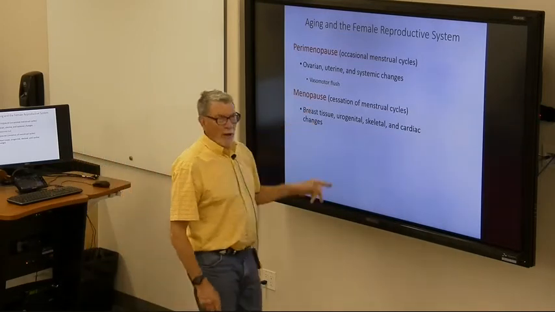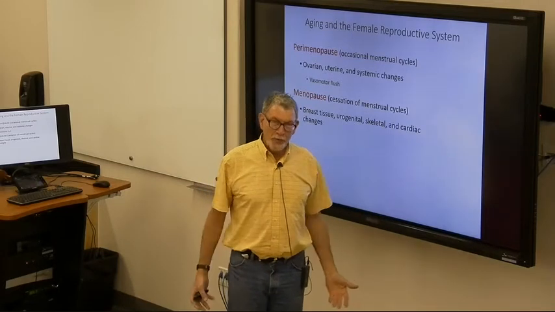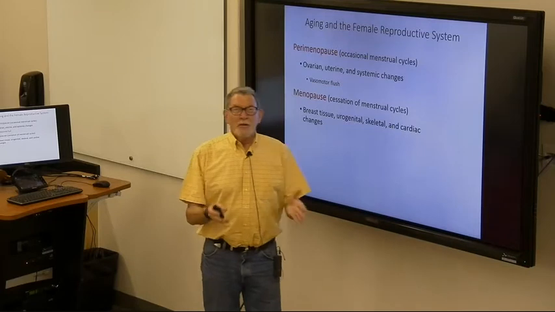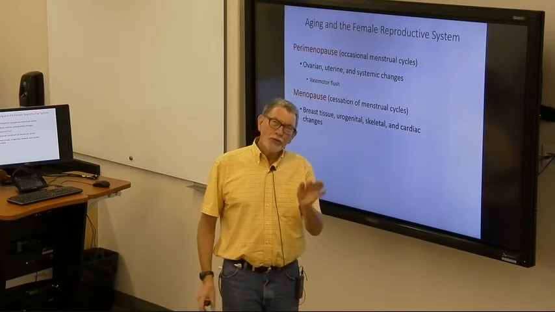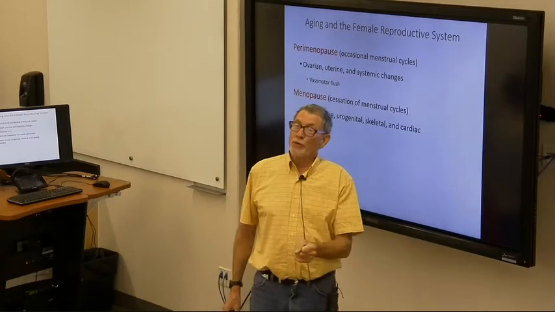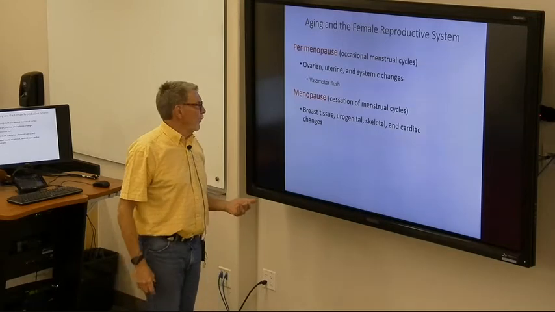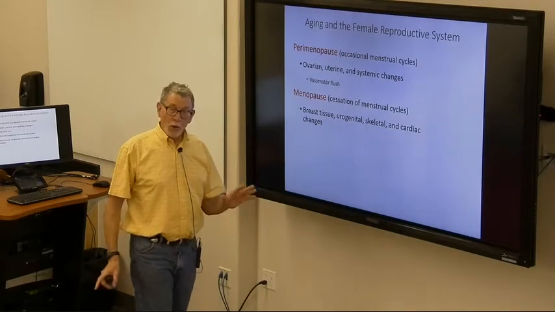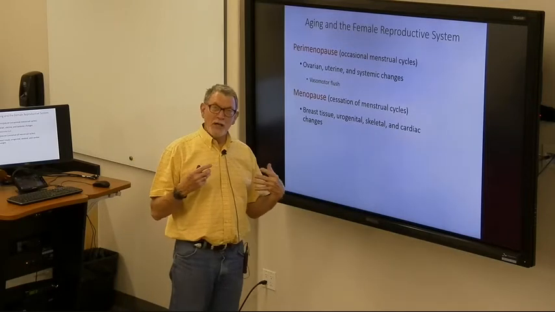At this point, you stop maintaining some of the female reproductive apparatus. The walls of the vagina can get thin and atrophied a little bit and somewhat dry, making intercourse sometimes painful. Not always. Breast tissue is not maintained as much.